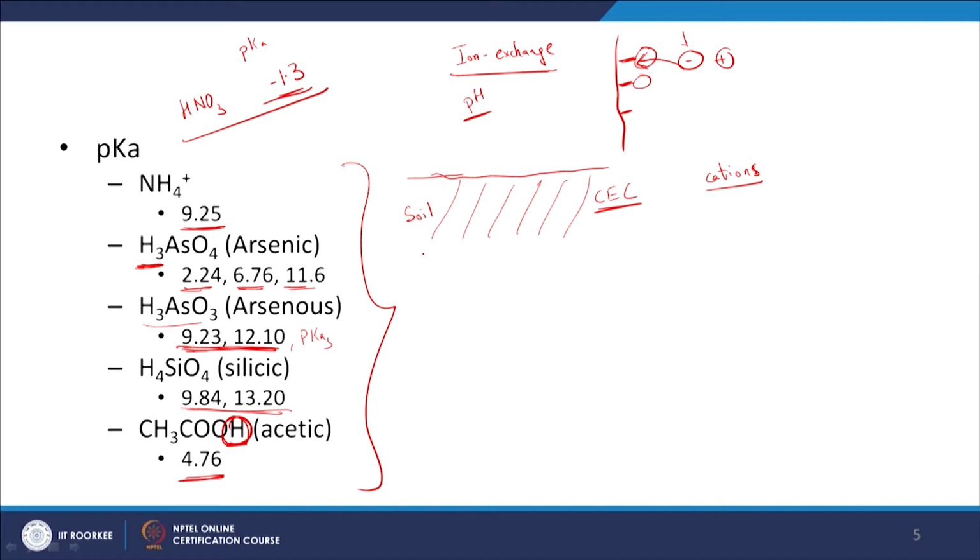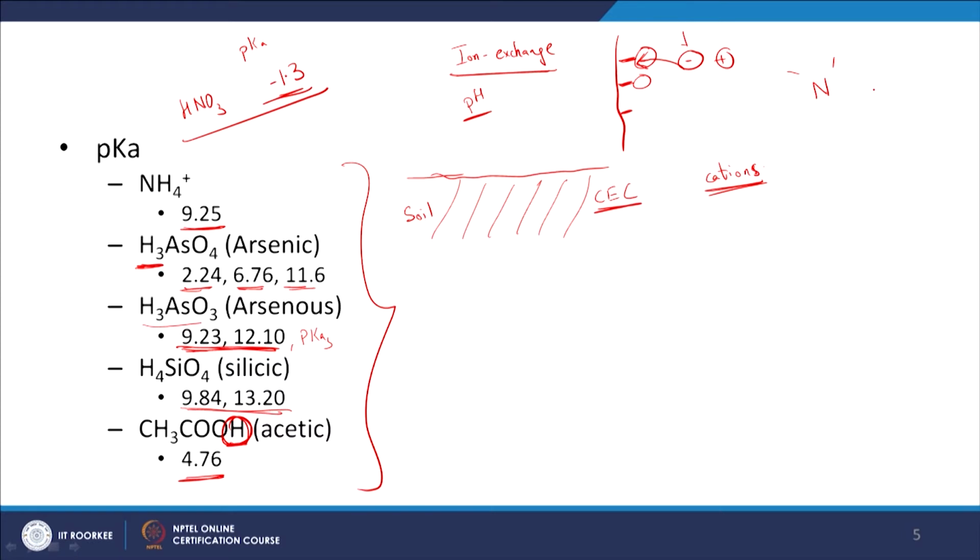Soil has a cation exchange capacity, and more or less that means soil can hold on to cations. Let us say a particular farmer has two options for adding nitrogen to his soil. He can either add it in the form of nitrate, or in the form of ammonium. So which one would you suggest and why?